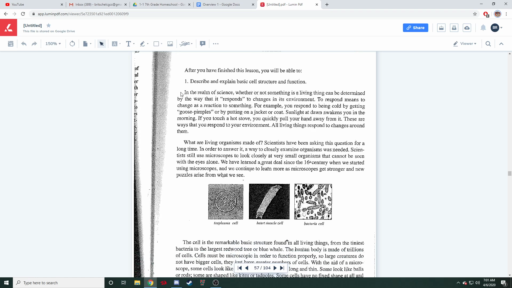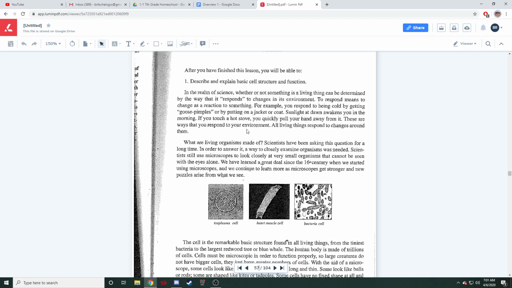Cells. In the realm of science, whether or not something is living can be determined by the way it responds to changes in its environment. To respond means a change as a reaction to something. For example, you respond to being cold by getting goose pimples, or by putting on a jacket or coat. Sunlight at dawn awakens you in the morning. If you touch a hot stove, you quickly pull your hand away from it. These are ways that you respond to your environment.